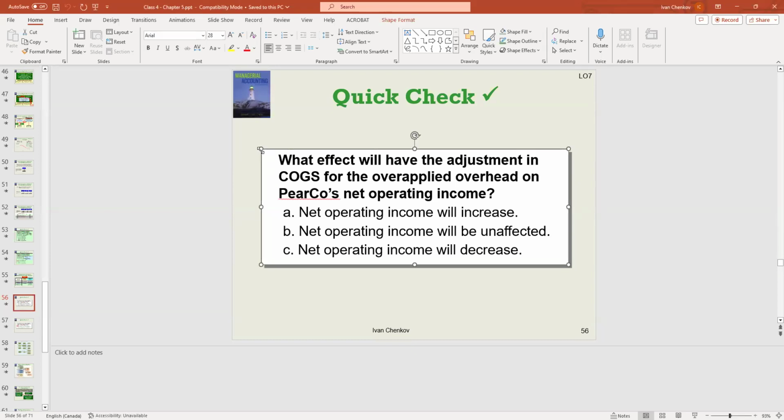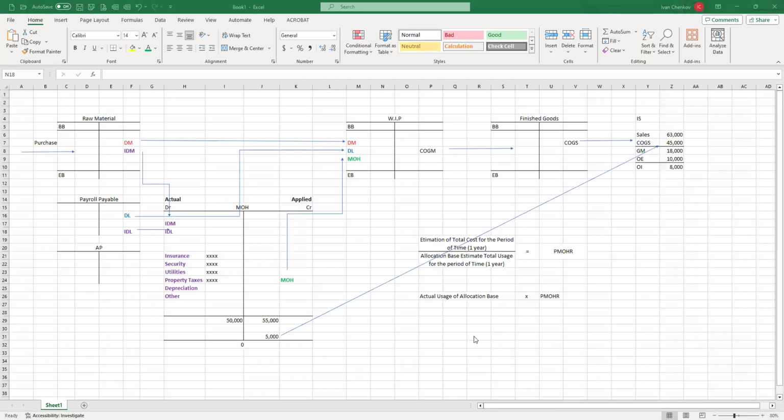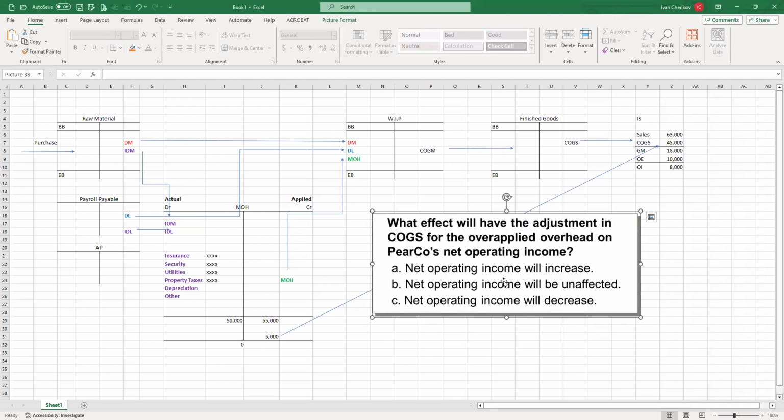In order to answer this question, I'm going to copy the question and move to the Excel spreadsheet, so we can actually see it. I'm going to stop sharing for a second and share the new screen with the Excel spreadsheet. Can you guys see my Excel spreadsheet? Yeah.